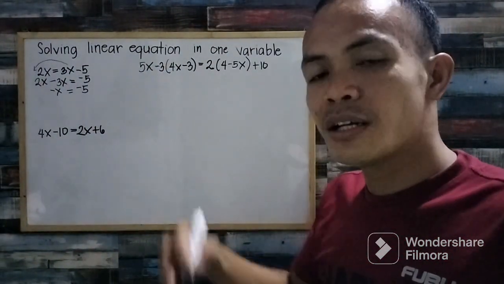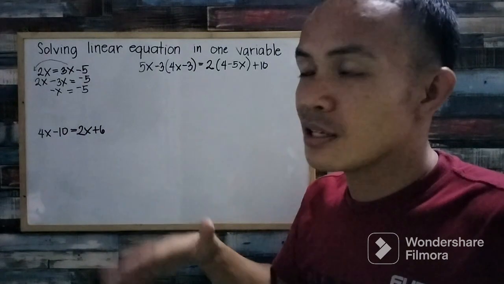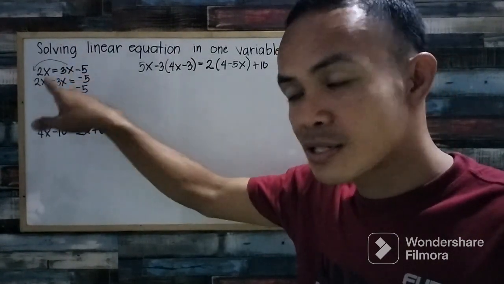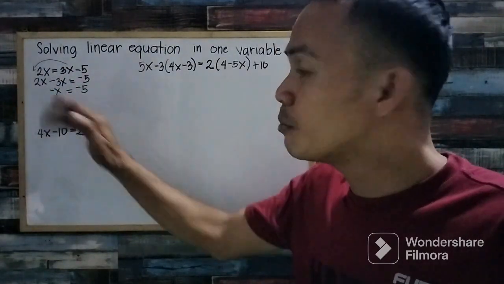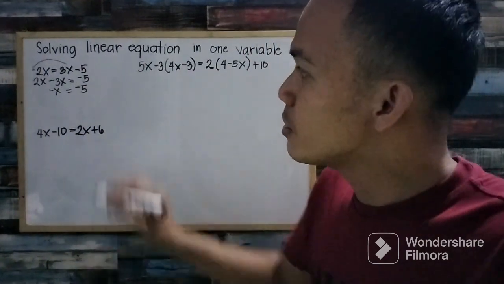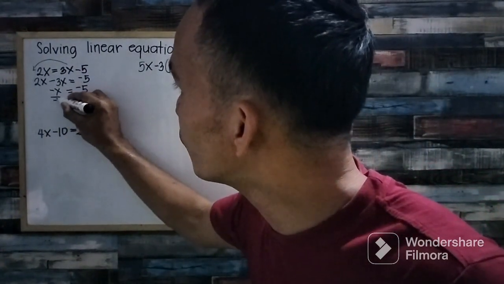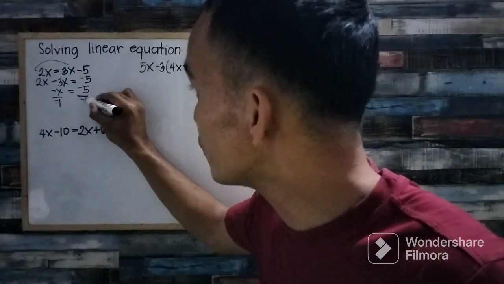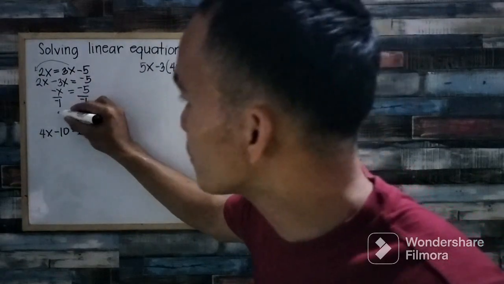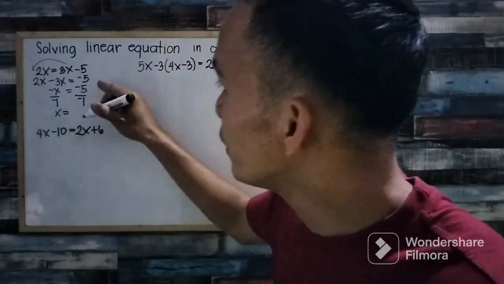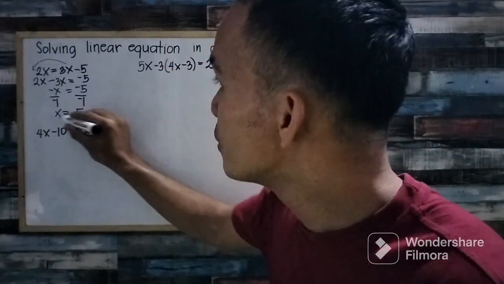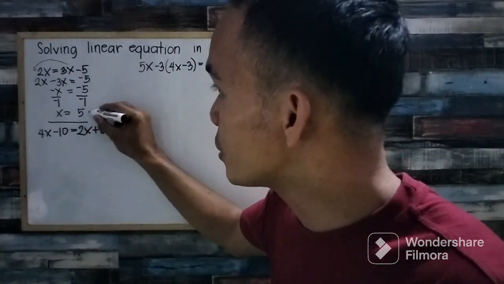Alright. So, but we are not yet done here. Our goal here is to find the value of x. But our x here has a sign which is negative. Kailangan mawawala yung negative na yan. How are we going to remove that? By just dividing it by negative 1 both sides. So, negative 1. If we divide negative x and negative 1, that becomes x is equal to negative 5 divided by negative 1 is 5. So, x is equal to 5.